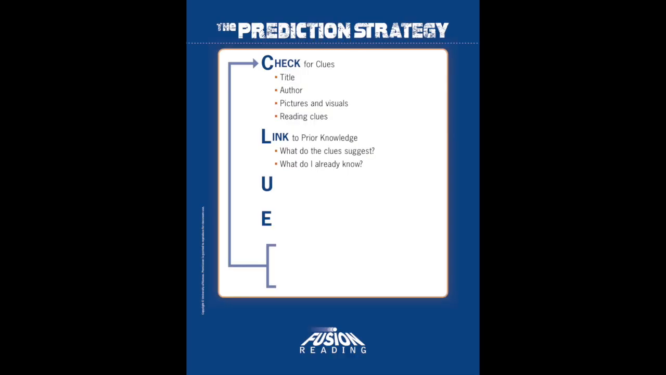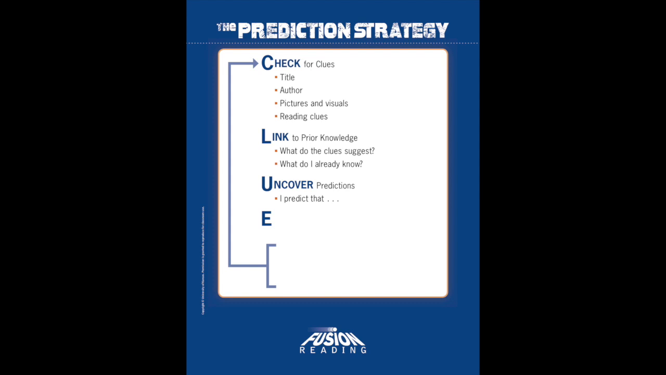The L stands for link to prior knowledge. This is where you ask yourself, what do the clues suggest? Those clues being the things that you checked for during step 1. And what do I already know about those clues, the things you checked for during step 1?